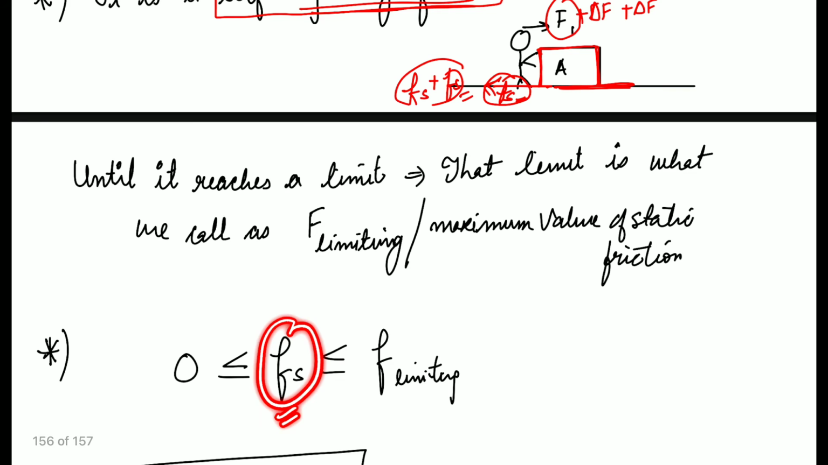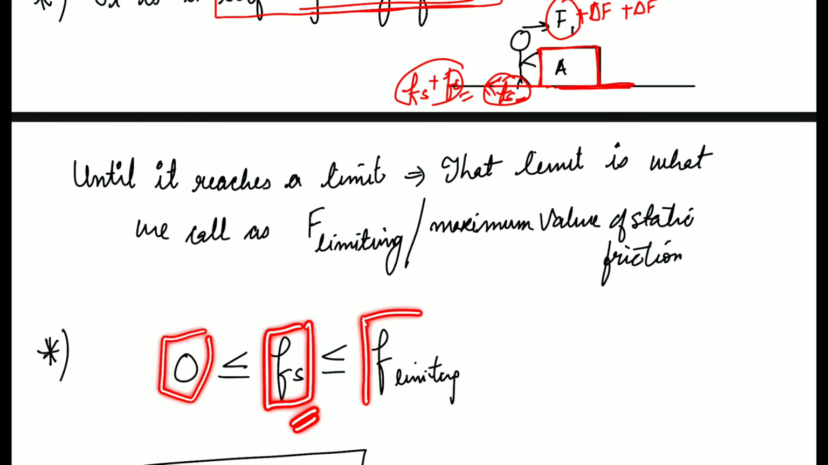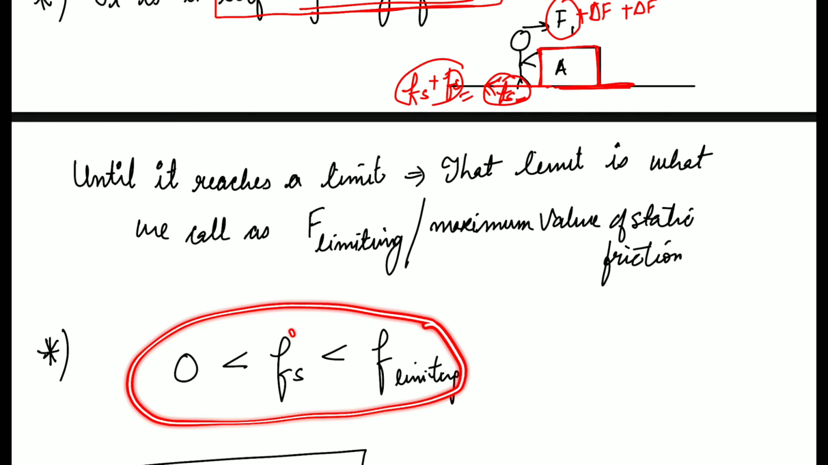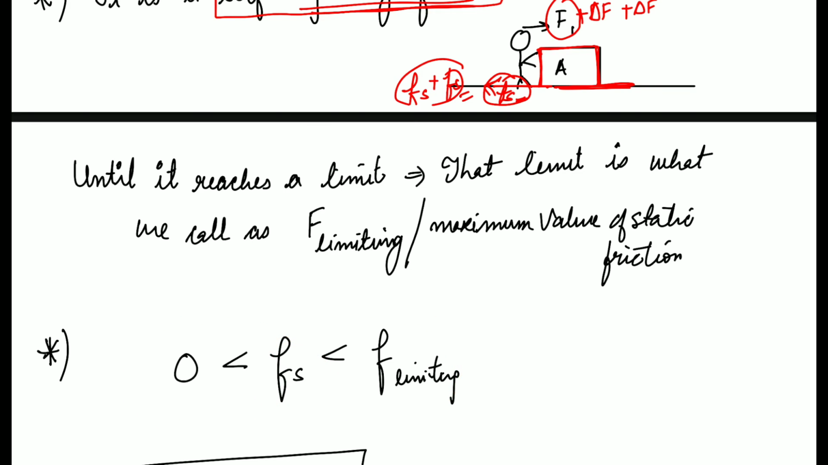So your static friction has a range over here. The minimum value of static friction will be 0 and the maximum value will be F limiting. So basically you have to understand the frictional force takes the value of your external force in this particular range. In this particular range, the static frictional force takes the value of external force, right? Can you guys understand that?